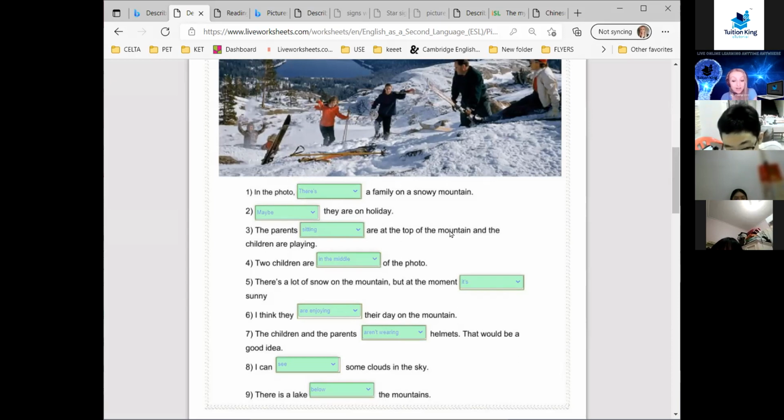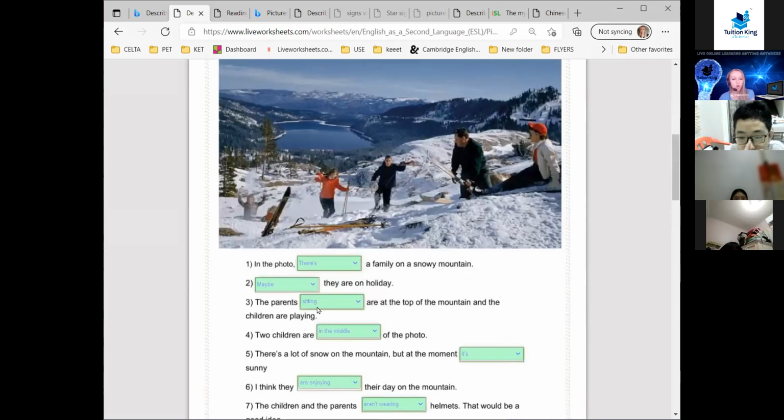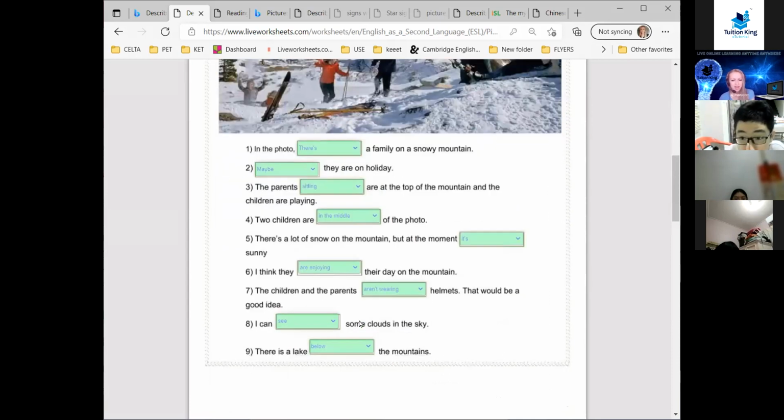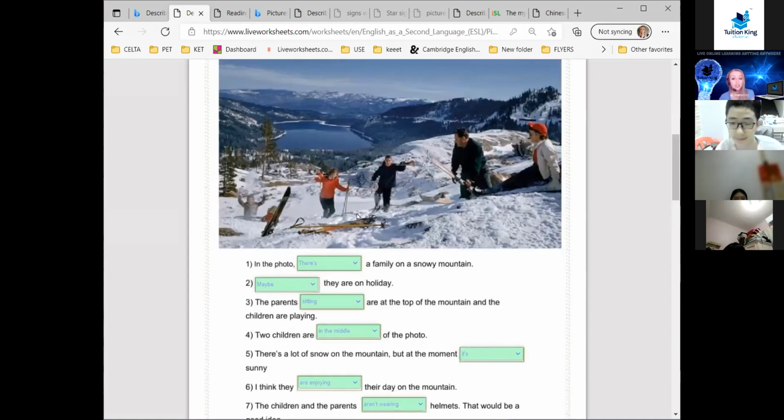The children and the parents aren't wearing helmets. That would be a good idea. I can see some clouds in the sky. There is a lake below the mountains. So you see so many. We actually made like 9, 10. Okay, so there are 10 sentences for this picture.